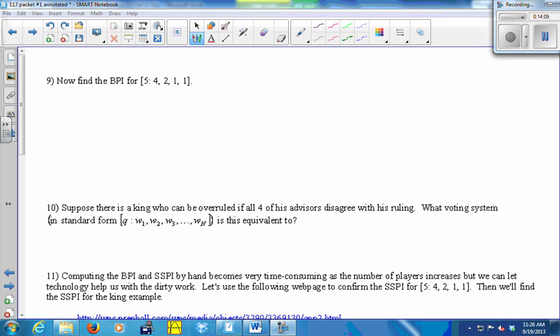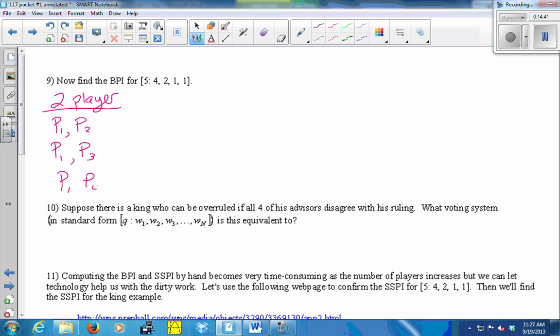How many winning coalitions did you guys find? 7. Okay, does any one player have enough votes to pass a motion by themselves? No, so we have to start with 2-player teams. What 2 players can team up and get 5 votes? So 1 with anybody else can team up and pass a motion. All right, so now we have to look at 3-player teams.